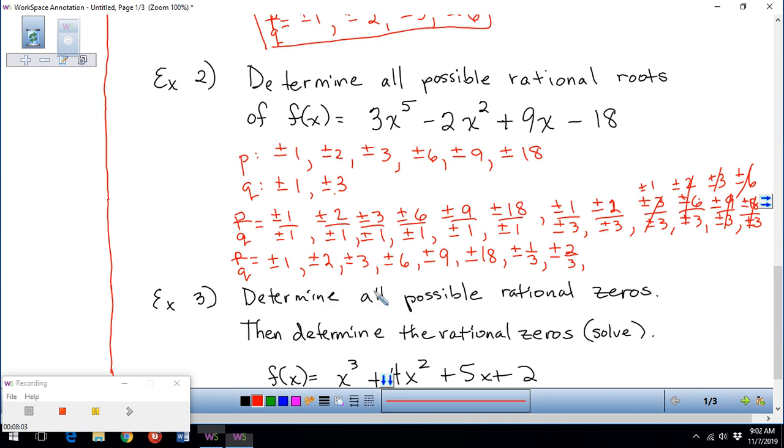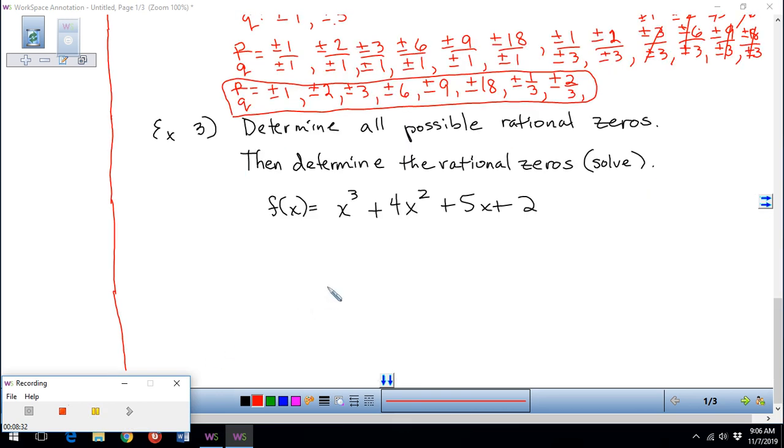So we have a total of 16 possible rational roots that we could try if we were solving this problem. So these are my p over q's. You could go back and list them in order, but just as long as you've got all of them listed, you're in good shape. Go ahead and pause, finish copying that one, and we'll continue on to the last example.